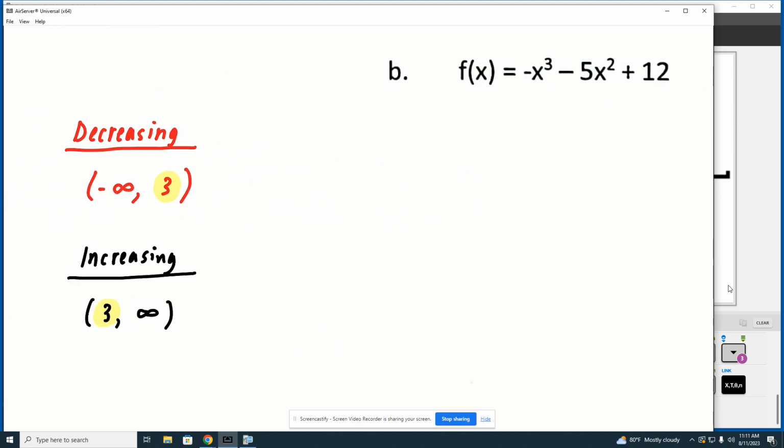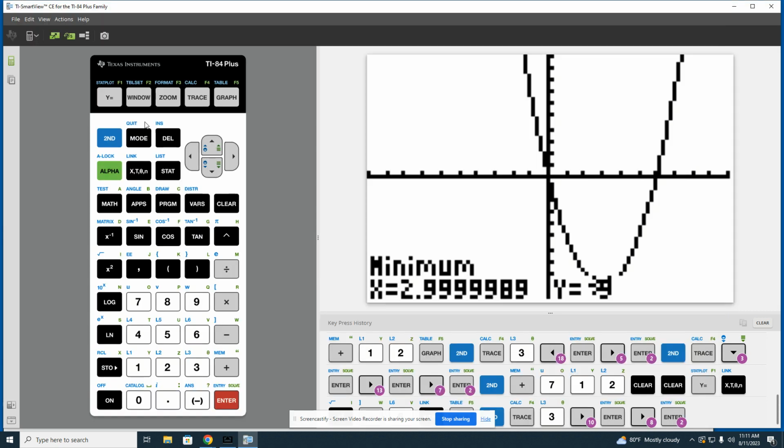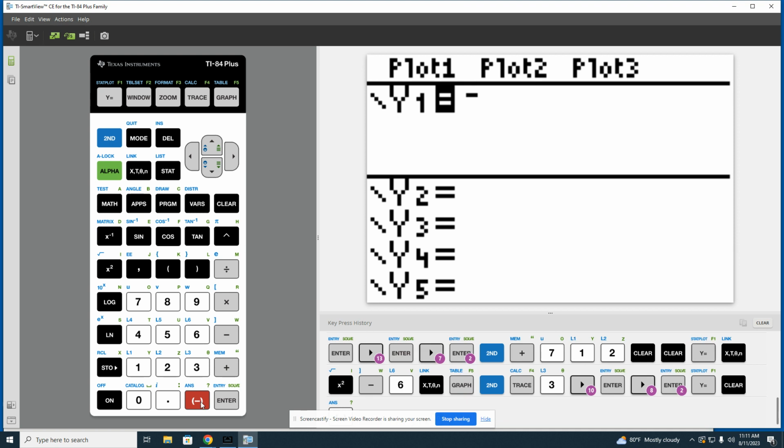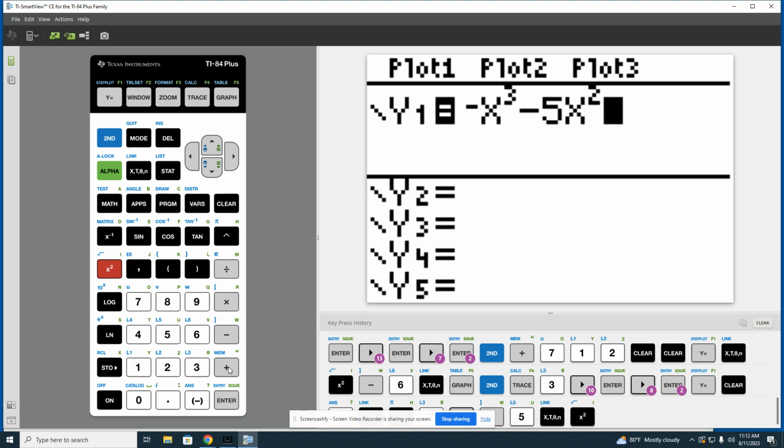And then let's do B, and listen, let's just do the min and maxes. We won't worry about the increasing and decreasing intervals. So here we go. Y equals, clear that out. Now we're doing negative x. Y'all know how to do cubed? Huh? You do the caret, and then you fill it in with a 3. Very good. And then you scroll to the right, and you do minus 5x squared plus 12.